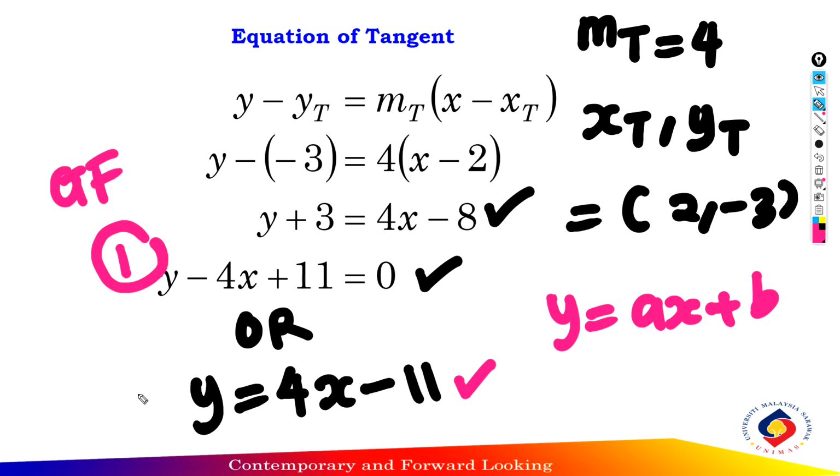Okay. And second, you can write down the answer in the form y equals mx plus b, so y here equals 4x minus 11.